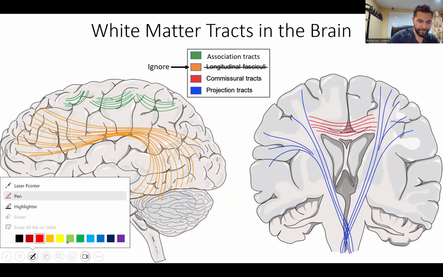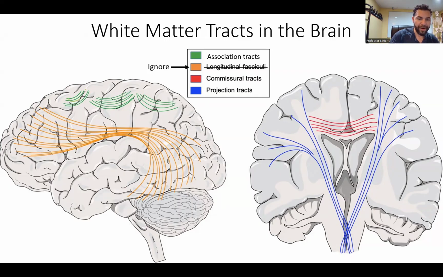I'll do it in the same color actually, why not? There are axons called association tracts, right? Or association fibers that connect areas on the same side. So they will associate this area with this area, this area with this area, as opposed to commissural tracts, and this is looking at an anterior view, that will connect opposite hemispheres.